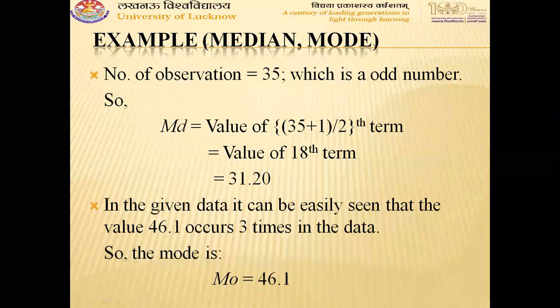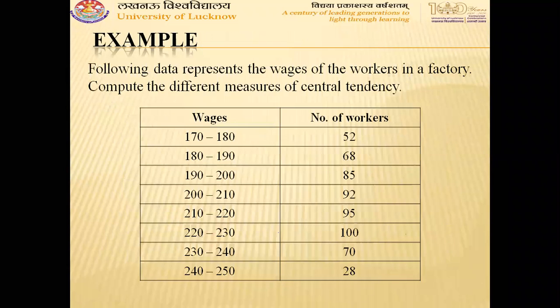So this is how we calculate the mean, median and mode for raw format. If data is arranged in the form of class interval table, then how do we calculate? For that, I have taken this example in which wages of different factory workers are considered. Wages are in the form of class interval, that is 170 to 180 rupees, 180 to 190 rupees, and so on up to 240 to 250 rupees. And here in the second column the number of workers is represented.